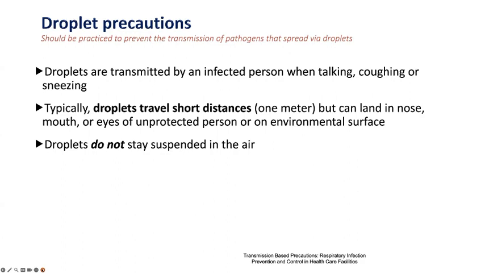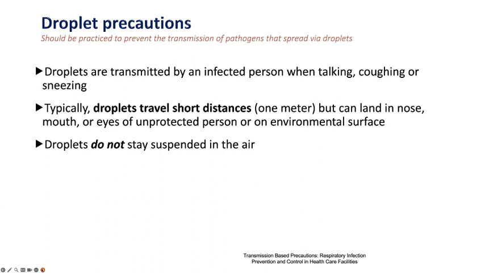And I'm next going to talk about some IPC precautions that are specific to respiratory infections. And I will make a distinction between what we call droplet precautions, which are applied to respiratory infections that are spread by droplets, and aerosol precautions, or sometimes referred to as airborne precautions, which need to be applied to diseases that are spread through the air. And these are not the same.